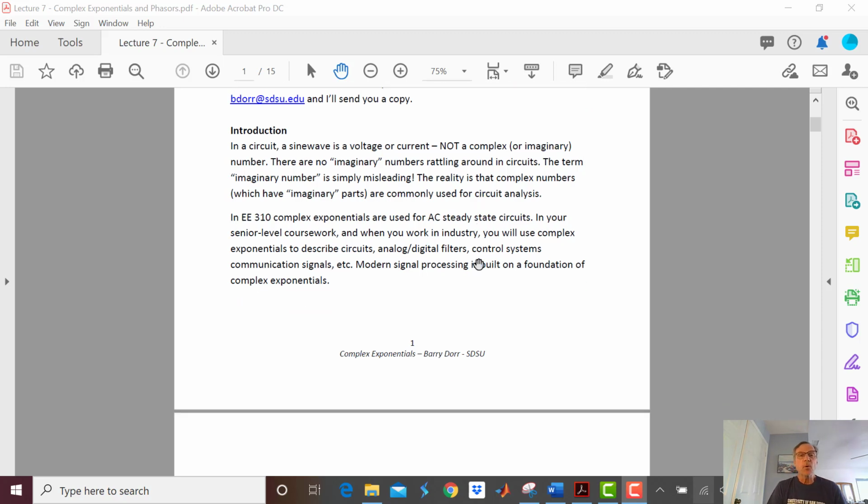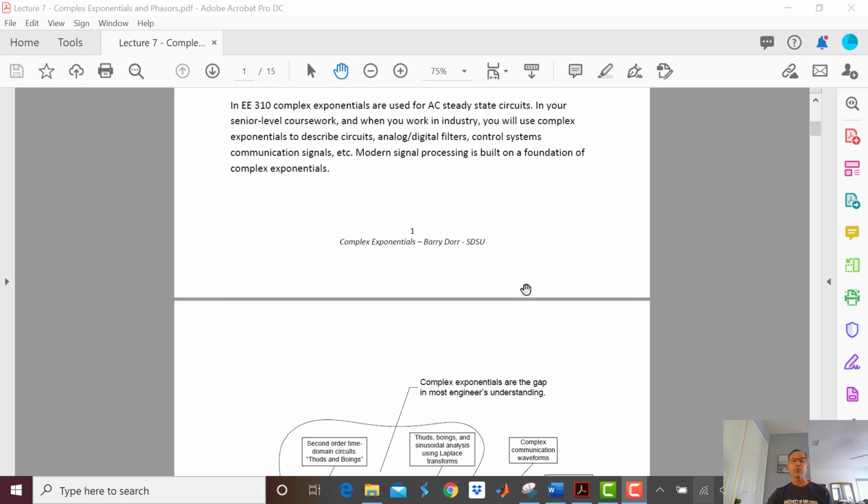In your senior level coursework and when you work in industry, you will use complex exponentials to describe circuits, analog and digital filters, control systems, communication signals, and you're going to find that modern signal processing is built on a foundation of complex exponentials. People came up with this stuff a long time ago. Smart people have thought about it for a long time, and nobody's figured out a better way.